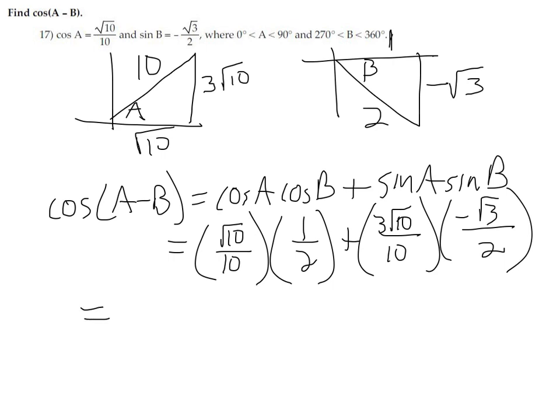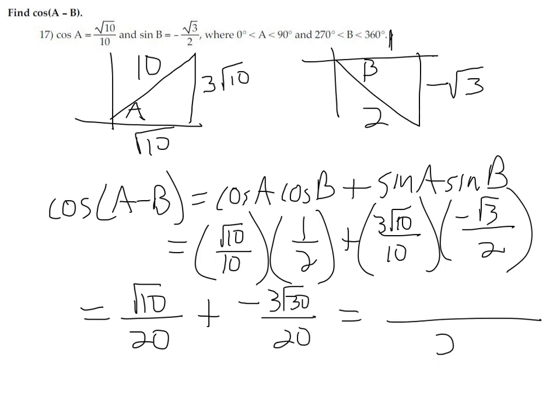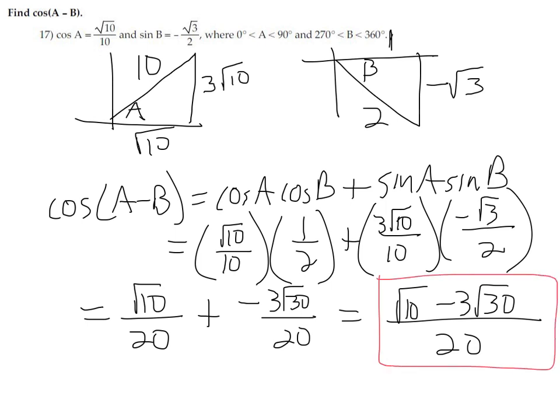Simplifying, our first one would be square root 10 over 20 plus, it's actually minus, negative 3 square root 30 over 20. We can write that as all over 20, the square root of 10 minus 3 square root of 30. Square root of 30 does not reduce because it's made up of 3 and 10, that is 3 and 2 and 5, and there are no pairs. That completes that problem. All right, last one.